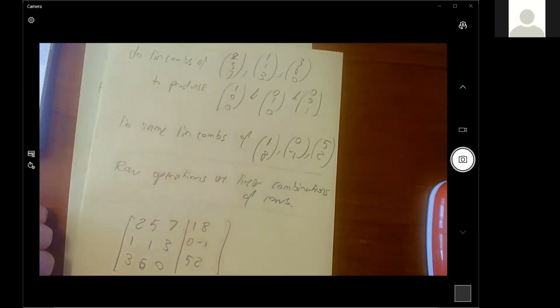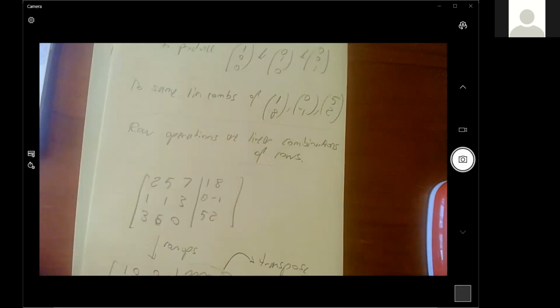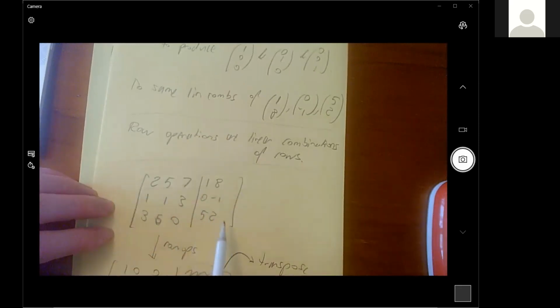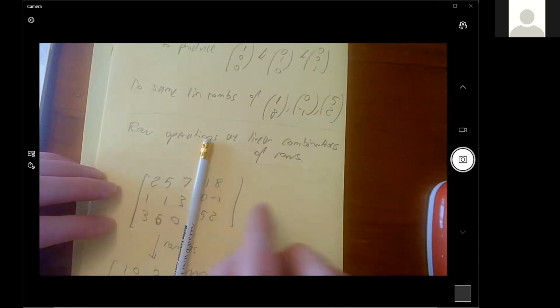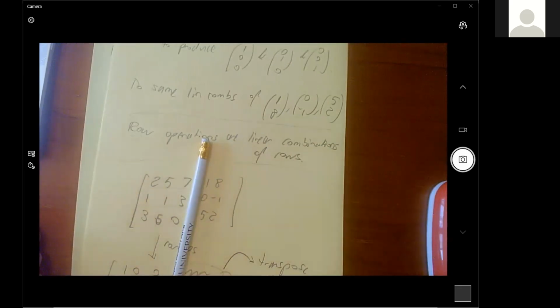Okay. And when you have the augmented side, the thing on the right of it, would you almost treat that like when you've got the elementary matrix, so whatever you change to the left, you also change to the right? Exactly. And then it becomes the final answer which you want. Yep. And if you were asking your computer to do it, you would just enter this as one great big matrix. There wouldn't be a line there. It would just be the matrix 2 5 7 1 8, 1 1 3 0, minus 1 3 6 0 5 2. And you just tell it to row reduce that matrix and it would do the trick.